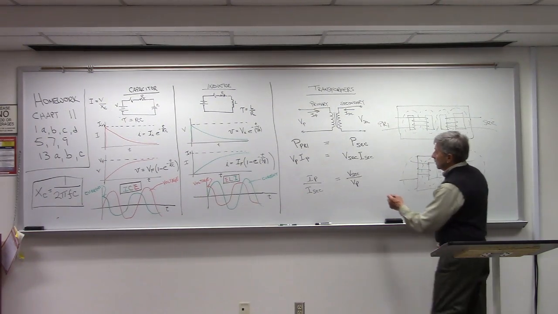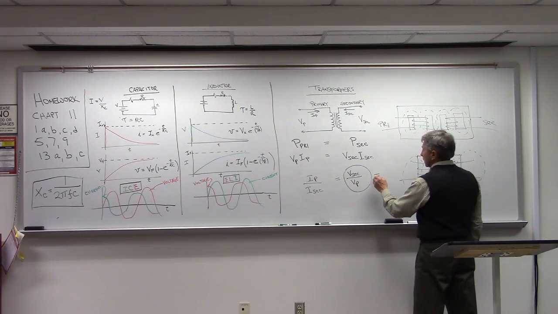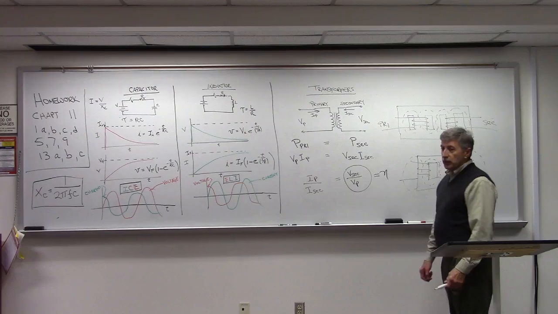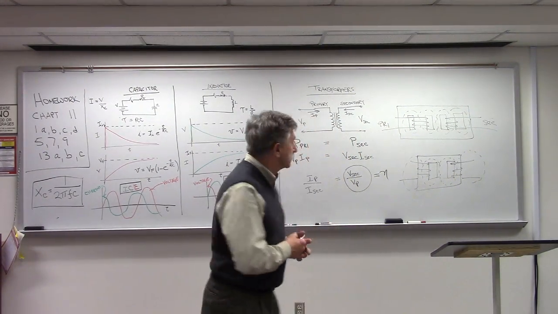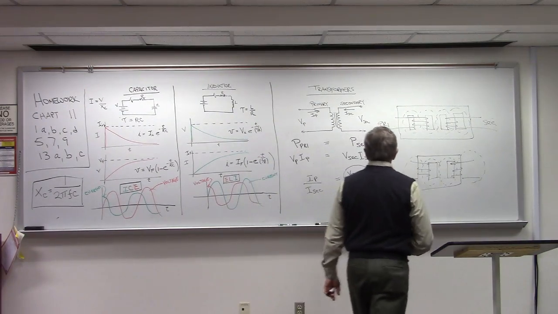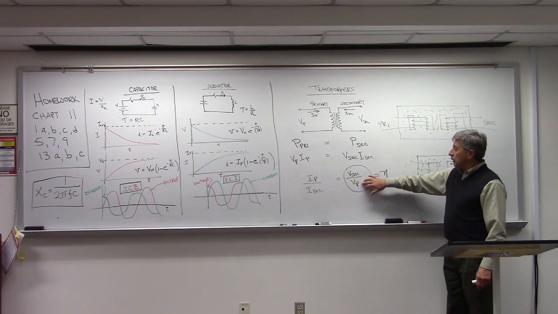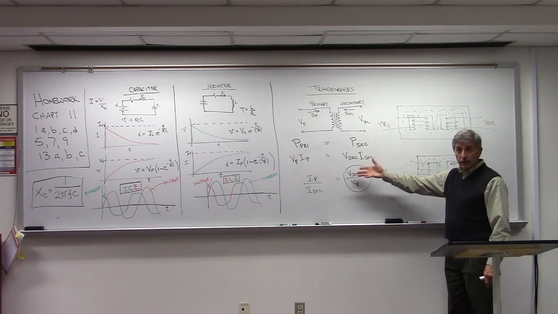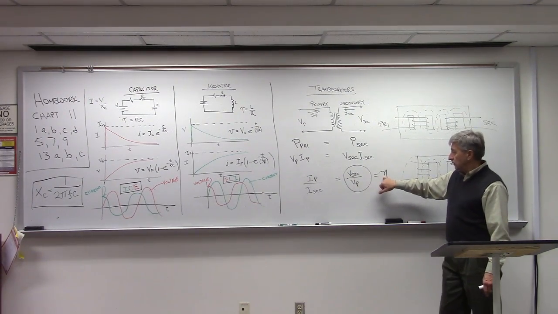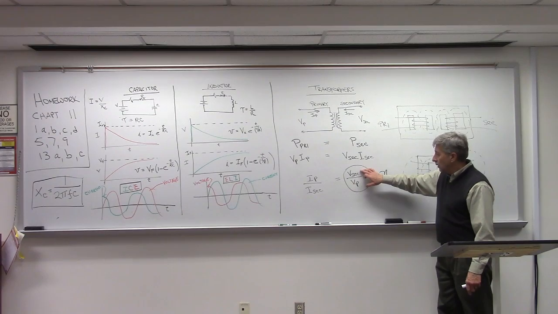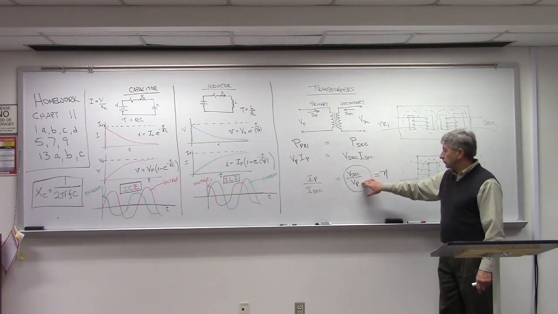Now this ratio right here, V secondary to V primary, is given the Greek letter nu, and is called the turns ratio. I have seen it in books where the turns ratio is V primary over V secondary. They flip it. I don't know why, but in this text, the turns ratio is defined as the voltage on the secondary divided by the voltage on the primary.